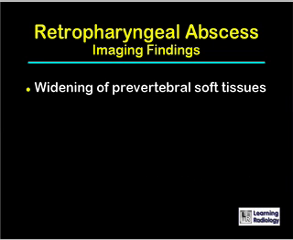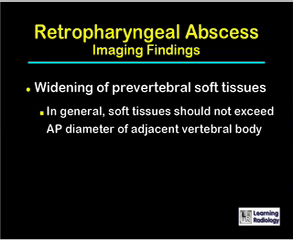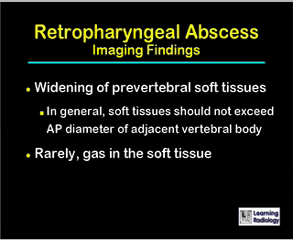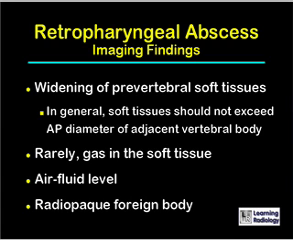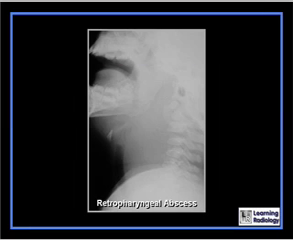The imaging findings in retropharyngeal abscess are widening of the prevertebral soft tissues. In general, if you can't remember the size of the prevertebral soft tissues normally, then just remember that they should not exceed the AP diameter of the adjacent vertebral body. Rarely there may be gas seen in the soft tissue. Also rarely there may be an air fluid level, and there may occasionally be a radio-opaque foreign body visible.